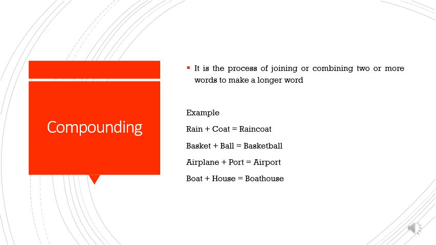And sometimes a verb can also be added with a noun. For example, sun plus shine, sunshine. So a noun and a verb. Like this we can form new words by adding two forms of words. There are so many examples for compounding, like rain plus coat, raincoat; basket plus ball, basketball; aeroplane plus port, airport; boat plus house, boathouse; girl plus friend, girlfriend; blue plus berry, blueberry; note plus book, notebook; break plus up, breakup. Like this there are so many examples for compounding.